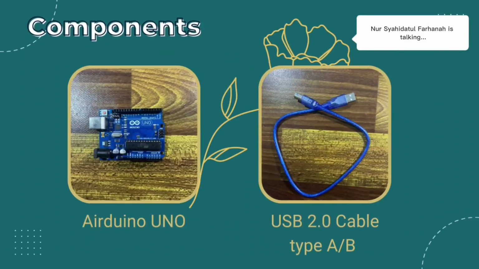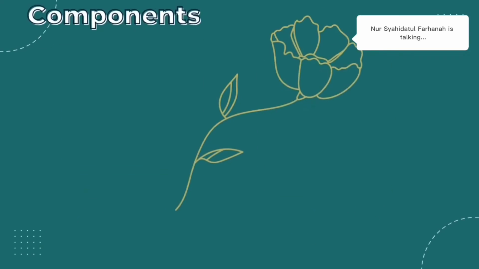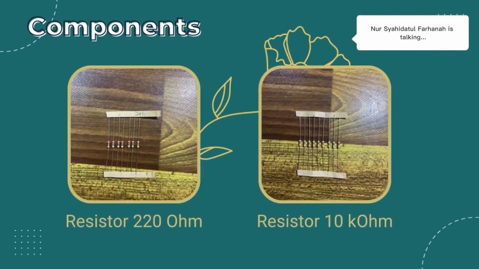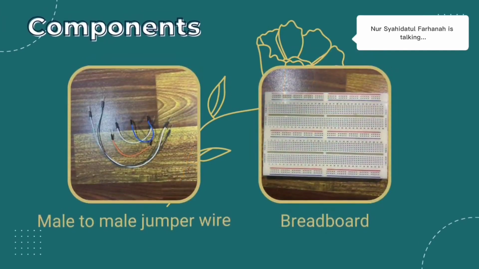Next are the components used in this project. The first one is Arduino Uno, USB 2.0 cable type A and B, photoresistor, LED, resistor 220 ohm and resistor 10k ohm, male-to-male jumper wire, and lastly breadboard.